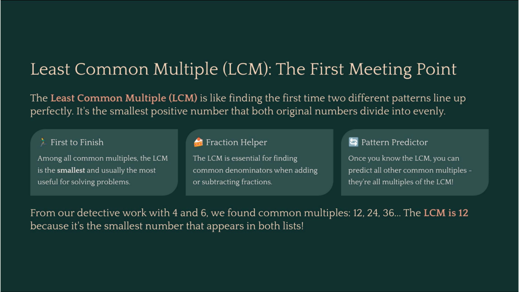The most useful common multiple is the least common multiple, or LCM. This is the smallest number that two or more numbers share as a multiple. The LCM is critical for adding and subtracting fractions because it helps you find the least common denominator, which is necessary before you can combine the fractions.